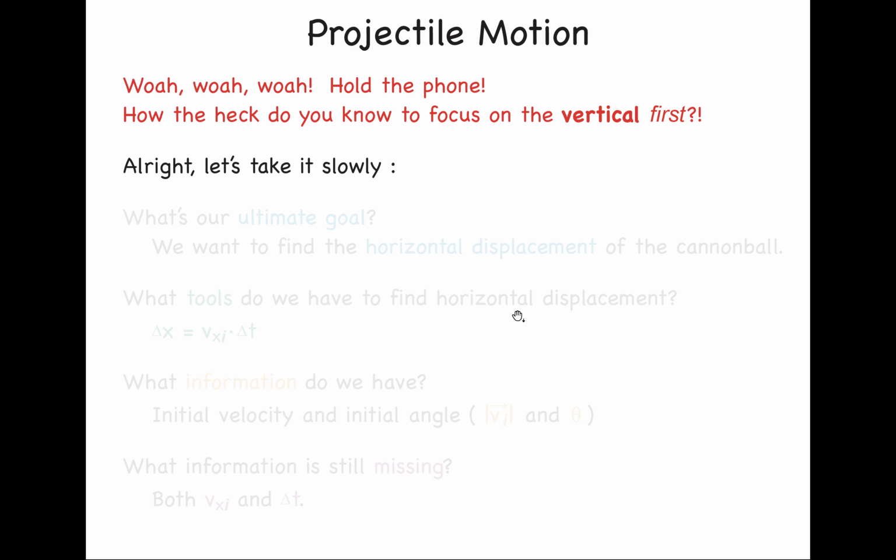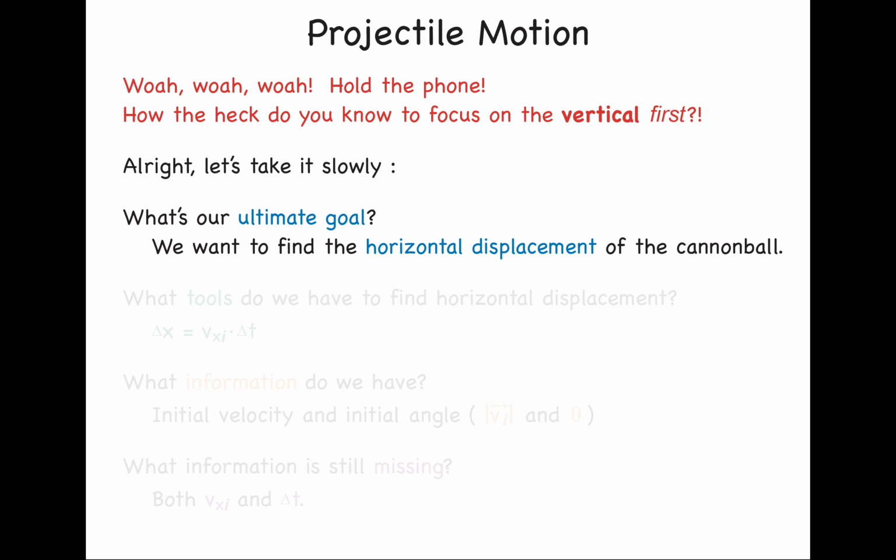So how the heck do we know to focus on the vertical first? Well, let's, as always, go back to asking what our ultimate goal is. We want to have this goal-oriented problem-solving mentality. So our goal was to find horizontal displacement. If our goal is to find horizontal displacement, then how did we know to go vertical first? Well, let's look at this.